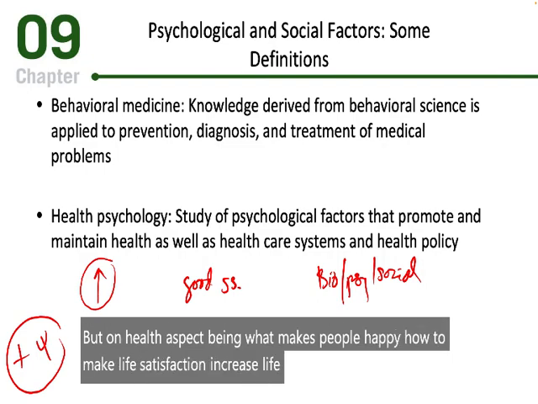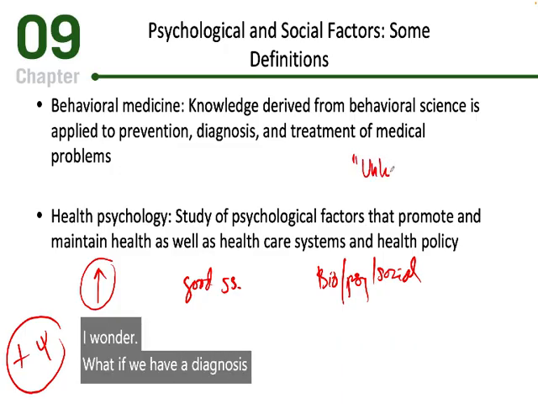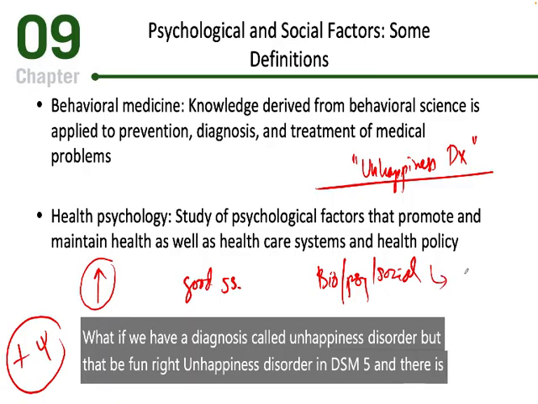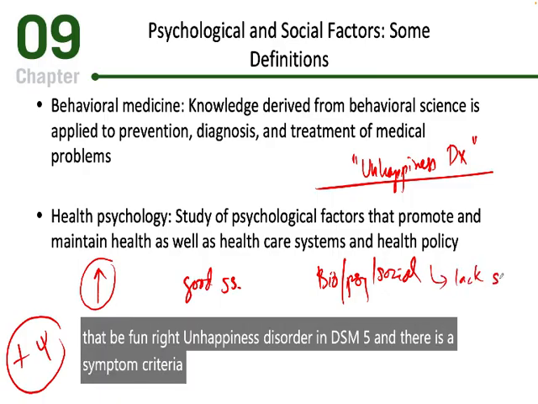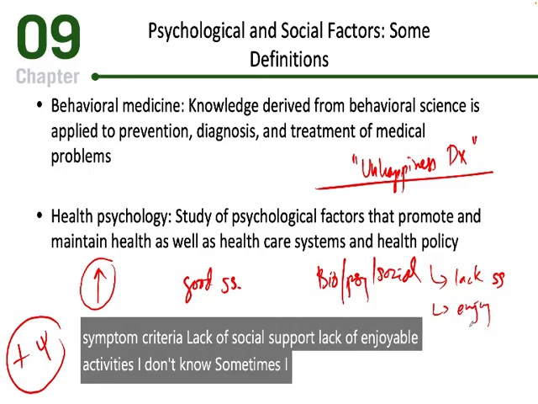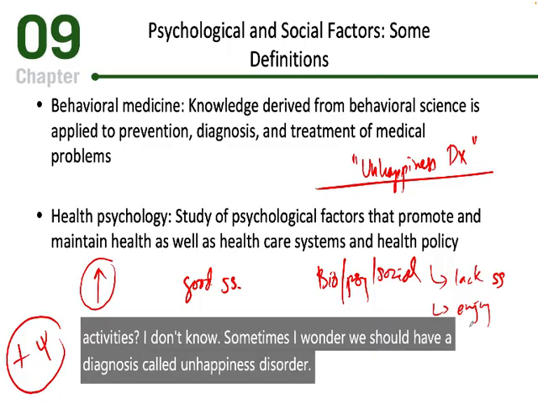And sometimes I wonder, what if we had a diagnosis called unhappiness disorder? Wouldn't that be fun, right? Unhappiness disorder in the DSM-5, and there is a symptom criteria: lack of social support, lack of enjoyable activities. I don't know. Sometimes I wonder. We should have a diagnosis called unhappiness disorder. That would be fascinating to see.